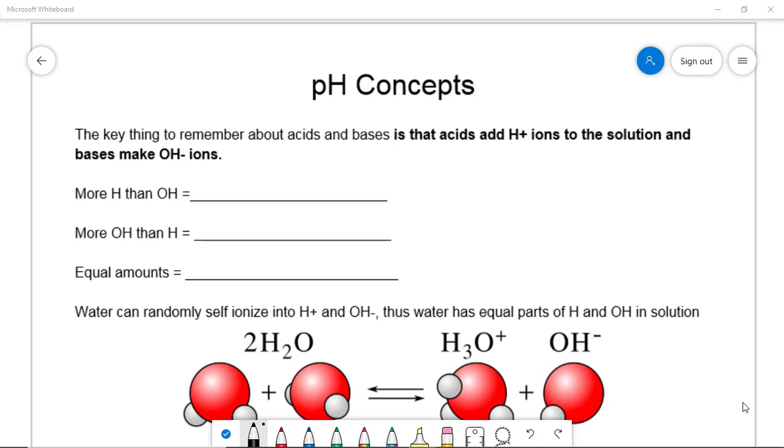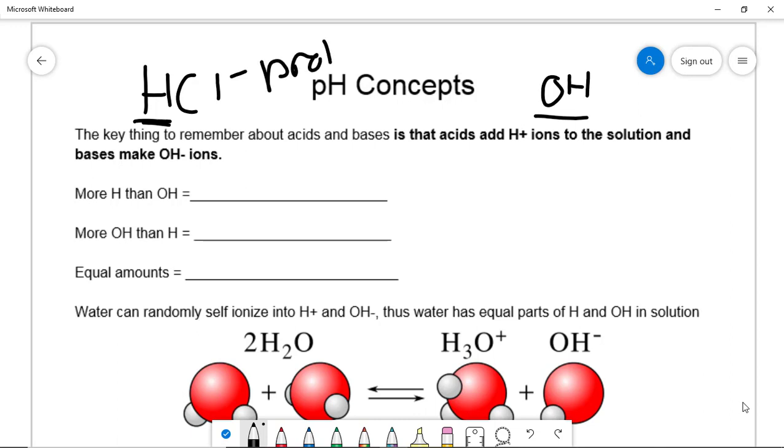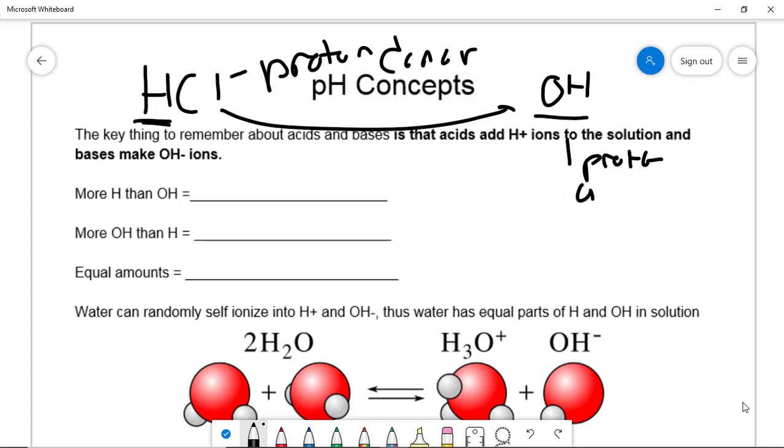So just a couple things to keep in mind about acids and bases. Remember that acids start with that hydrogen, right? And bases, they can end in OH, they don't have to, but typically that's what we look at. Remember that acids are proton donors, so it's going to donate that hydrogen, and bases are proton acceptors.